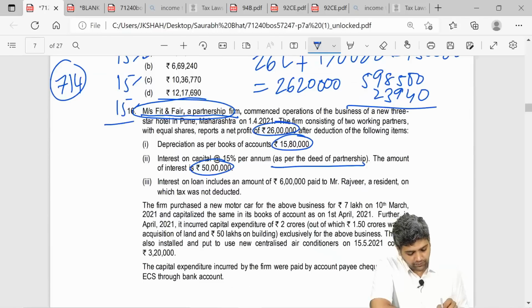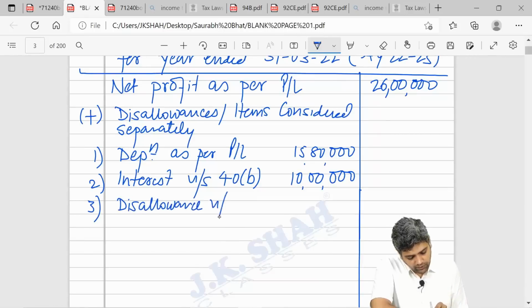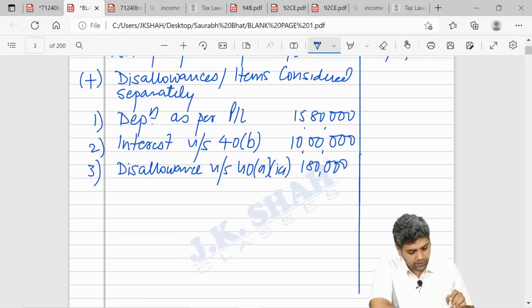is 10 lakhs. Interest on loan includes an amount of 6 lakhs paid to Mr. Rajveer, a resident on which tax is not deducted at source. We know that if tax is not deducted at source, 30% of the amount is disallowed, which comes to 1,80,000. Disallowance under section 40A is 1,80,000.